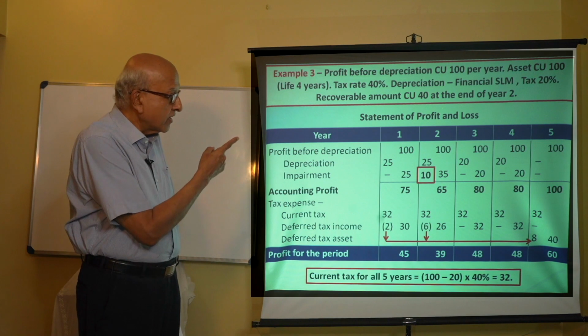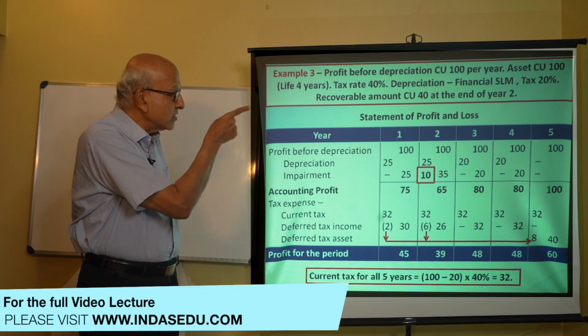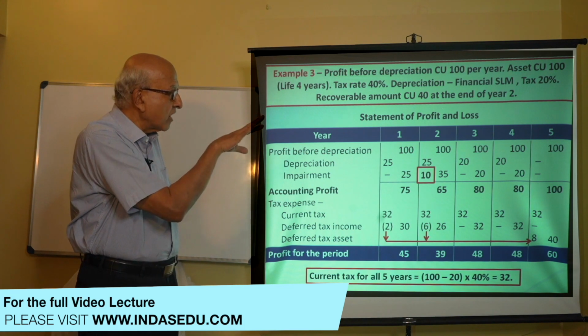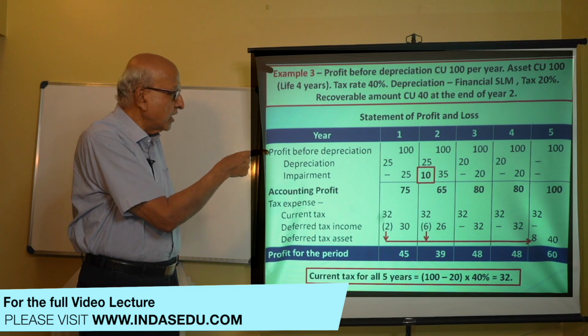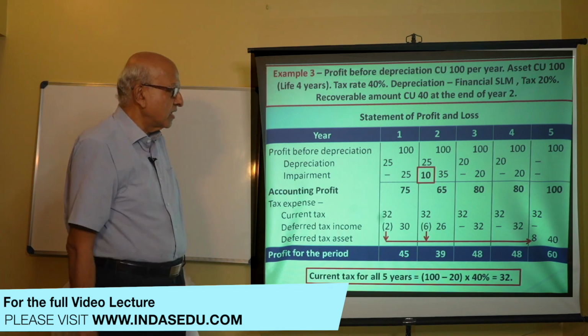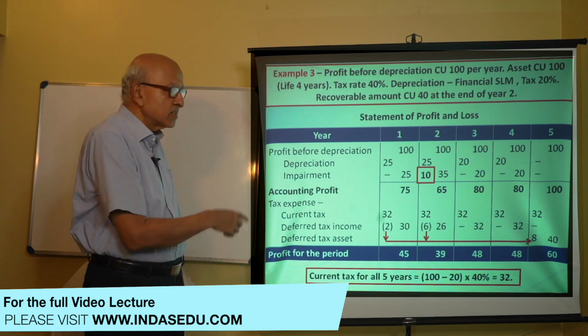So 32 current tax plus 8 is 40, you can check. 100 is my profit, no depreciation allowance, already availed, 100 is accounting profit. Tax expense is 40, that is also 40% of 100. So my profit for the period is 60.